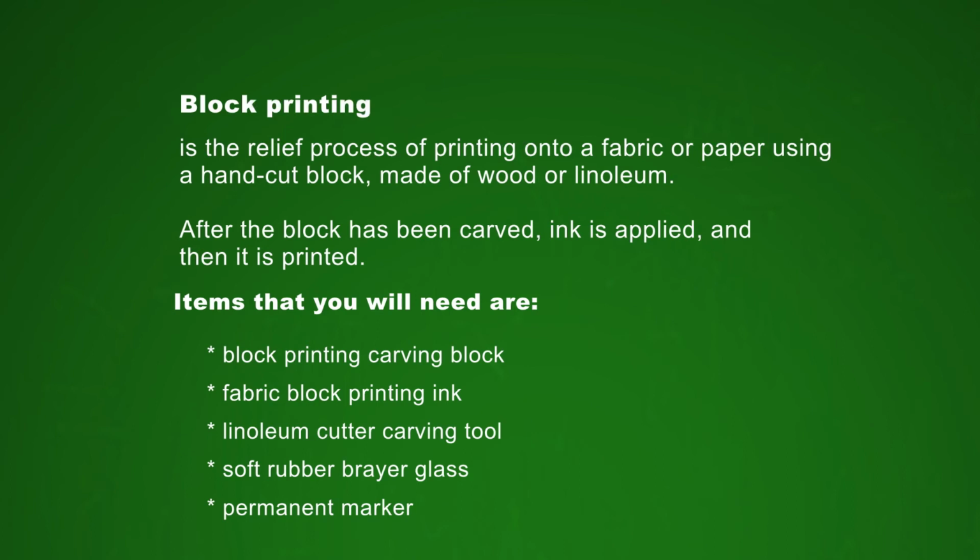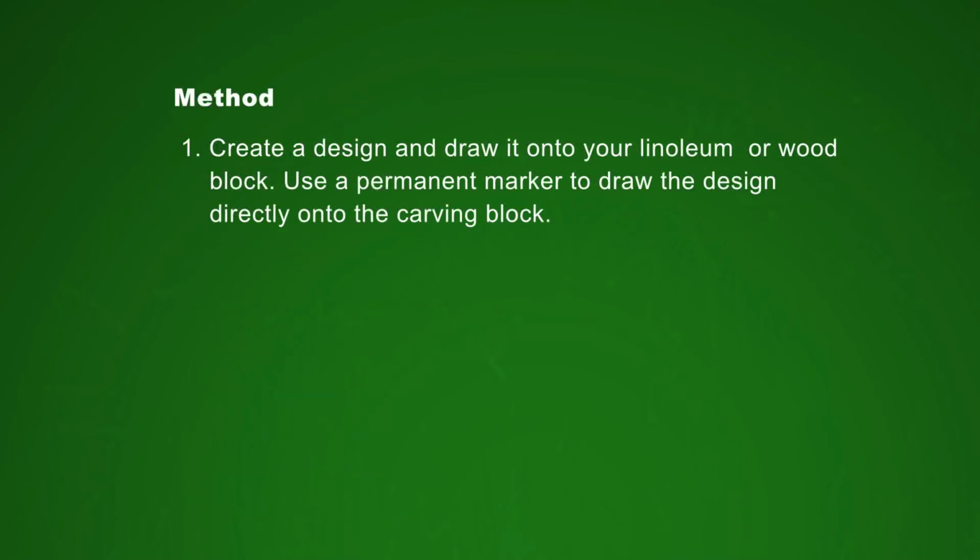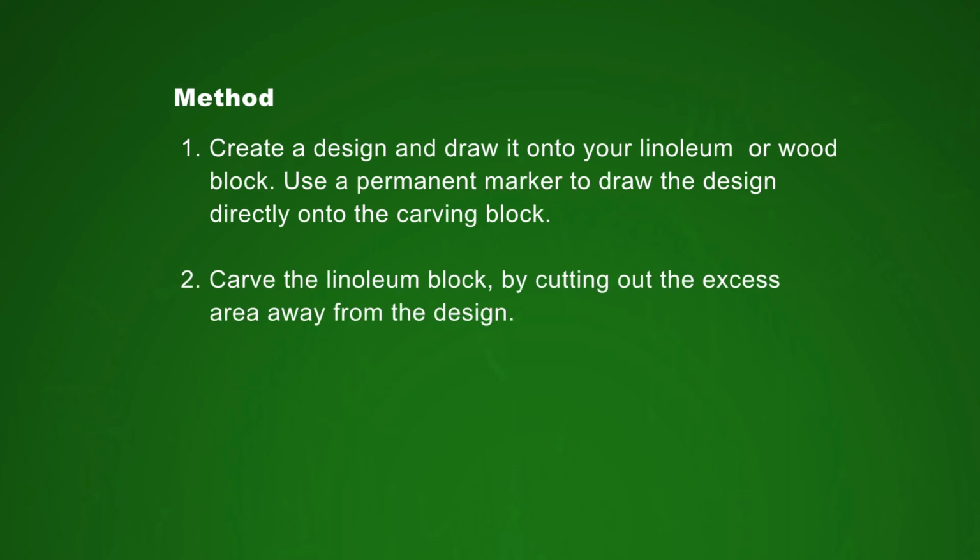How is block printing done? You are about to learn the method. How to block print a fabric. 1. Create a design and draw it onto your linoleum or wood block. Use a permanent marker to draw the design directly onto the carving block. 2. Carve the linoleum block by cutting out the excess area from the design.